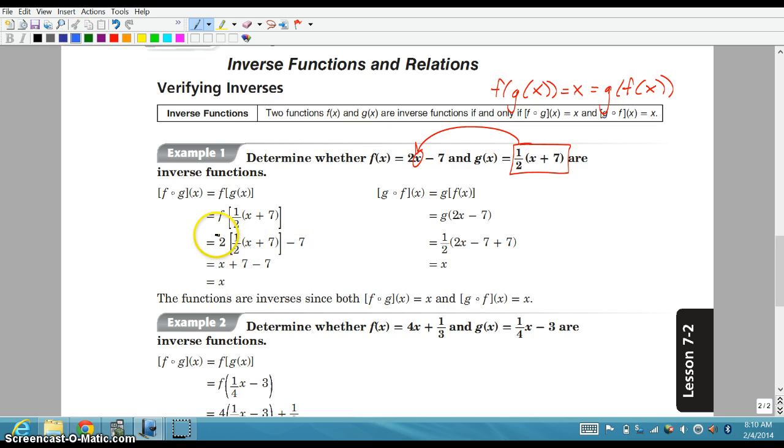2 times 1/2, that's nicely just 1. So we're left with x plus 7 minus 7. That's nicely going to cancel. Therefore, you do end up with just x. So we've verified half of what we have to verify.